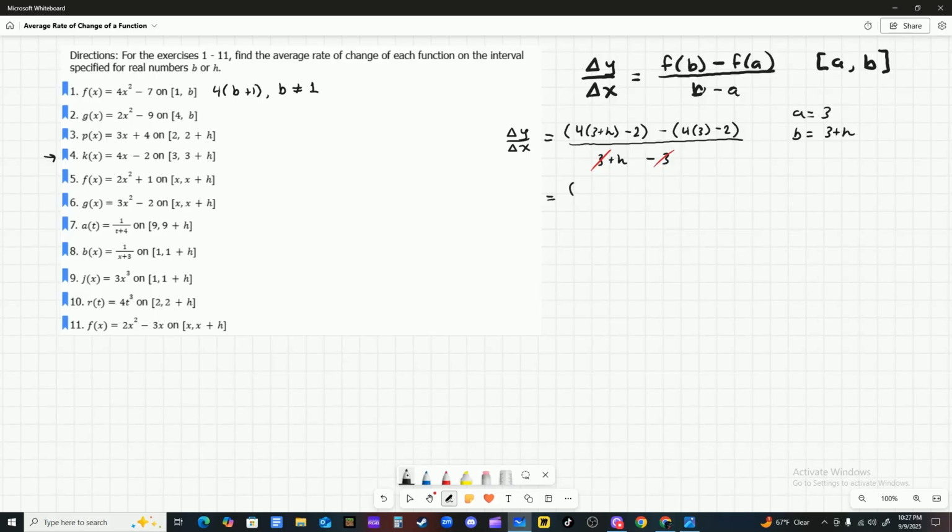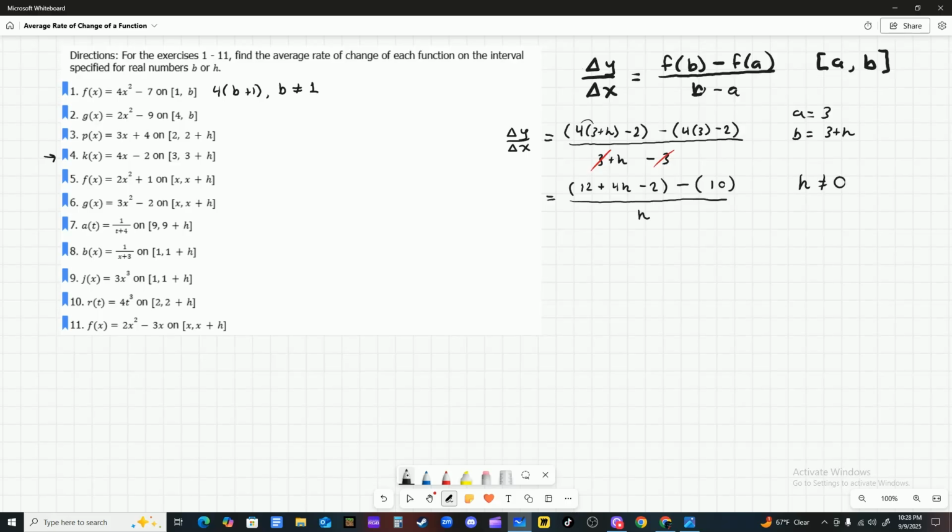The numerator now. Let's try to simplify it a bit. We have 4 times 3 is 12, plus 4 times h is 4h. And then you have minus 2. Minus 4 times 3 is 12. 12 minus 2 is 10. All over h. From here we can see that h cannot equal 0.